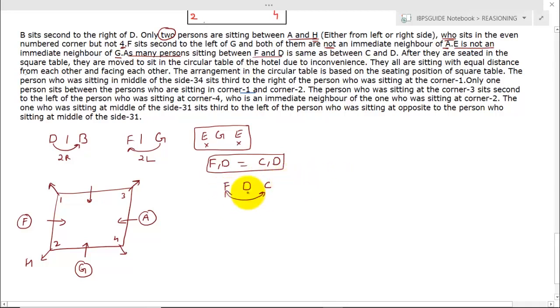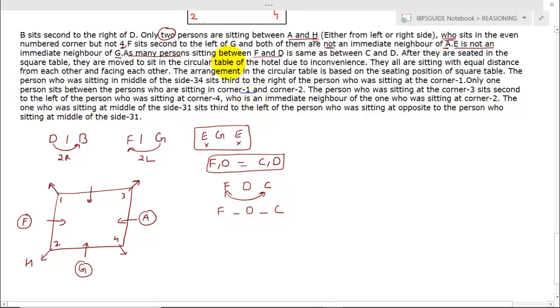Now in this, F and D have zero gap, meaning no person is sitting between F and D, and between D and C no person is here. So if I mark like this, if D is here, one person C, then D, one person, F must be here, and the gap will increase, and so on. So I need to check each and everything in this case.